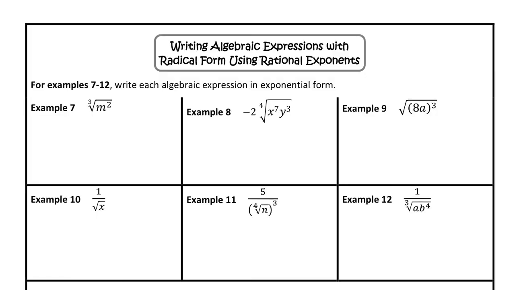On the next page we have example 7. Now we're going to go in the opposite direction. Okay, so we're going to go from radical form, so writing algebraic expressions with radical form, but then we're going to change it into a fractional exponent. So we're going to go backwards in a way. Okay, so let's look at this first one, for example.